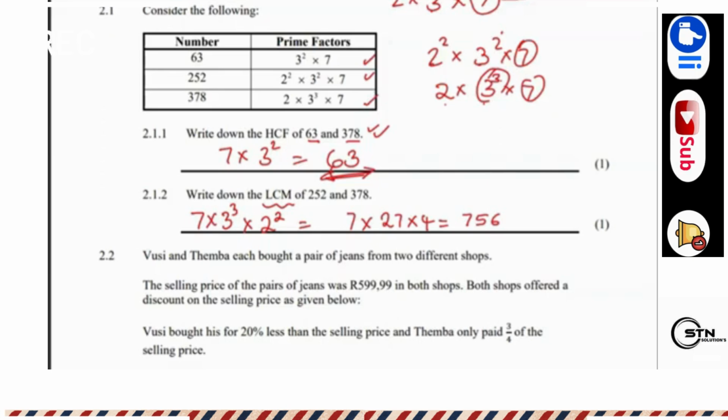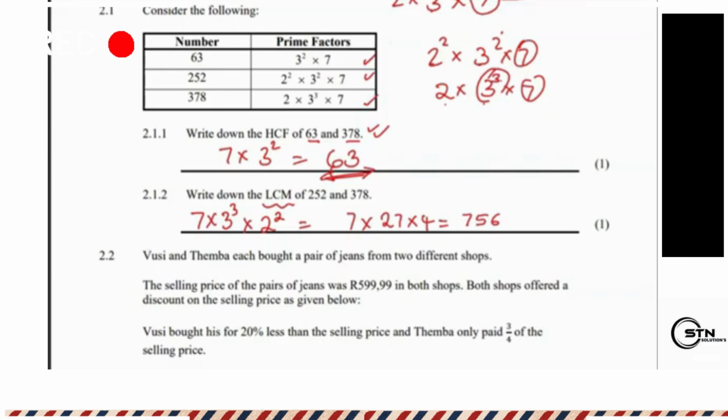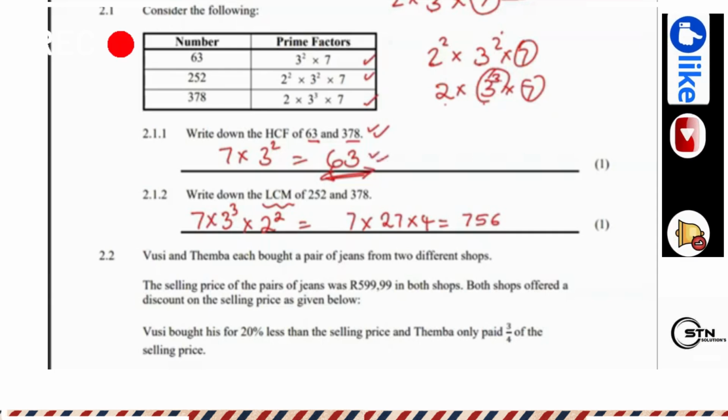Now, someone will ask you, what if you use a different method to come up with the answers? And I think it's absolutely fine. Since it's a 1-mark question, all we need is the correct answer, okay? So 63 and then 756 could be the answers.